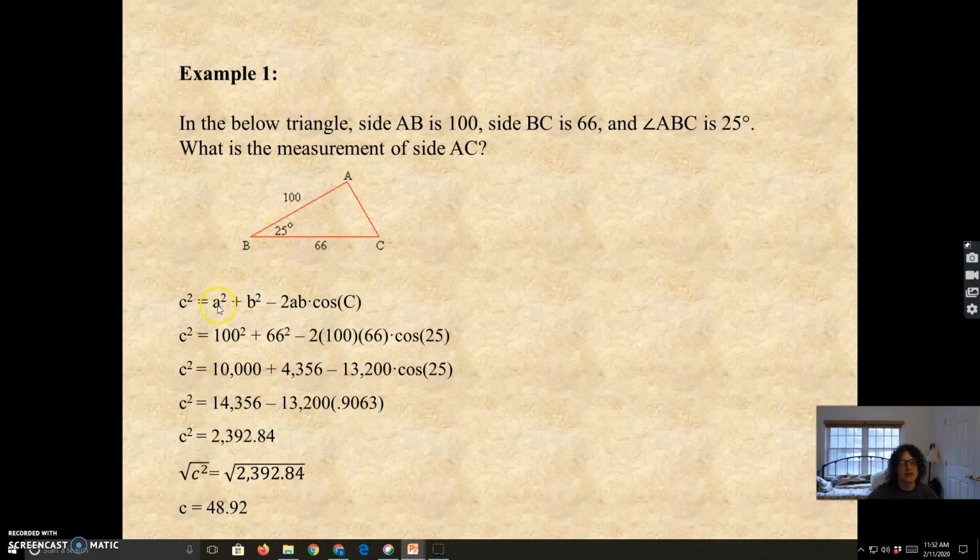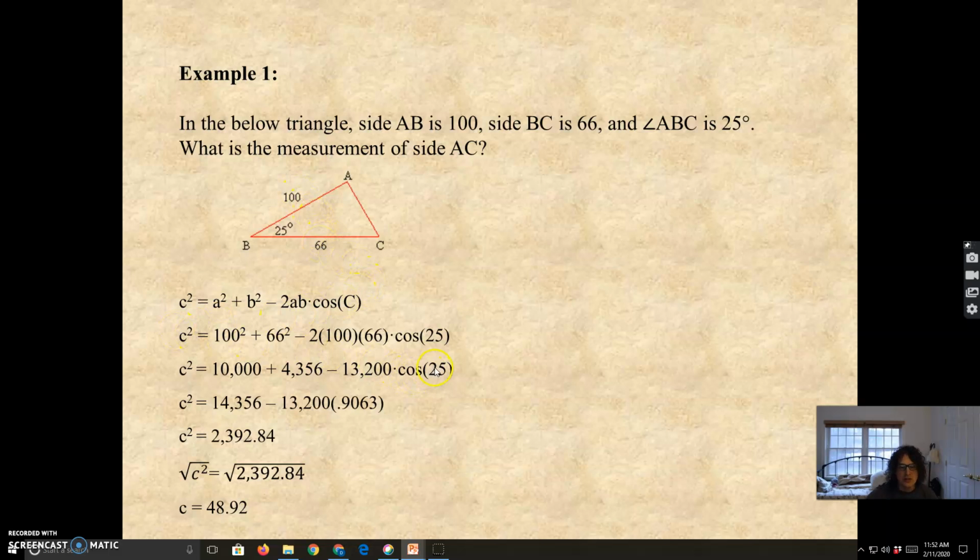Capital C is going to be this guy, because capital C is the angle. Now, it doesn't matter what a and b are. One of these is going to be a, one of these is b, but you must be consistent. So in this case, I said a is equal to 100, and we used it here and here, and b is 66. We used it there and there. Again, you must be consistent. If you're going to have this be a, it has to be a throughout the equation. If this is b, it must be that throughout the equation.